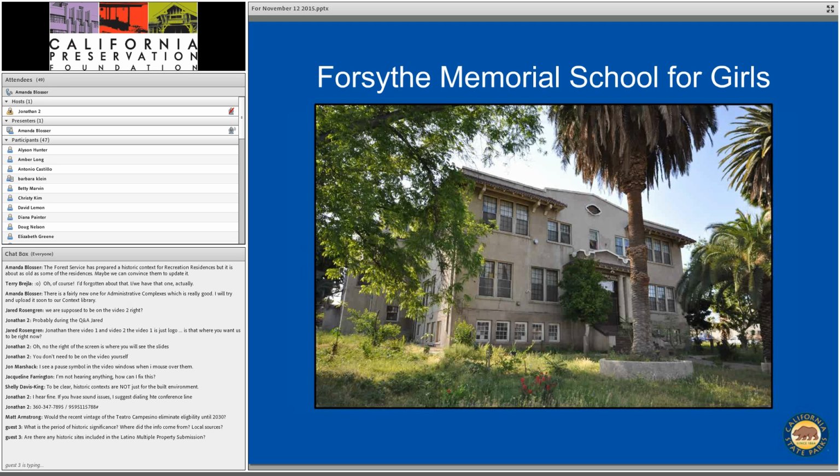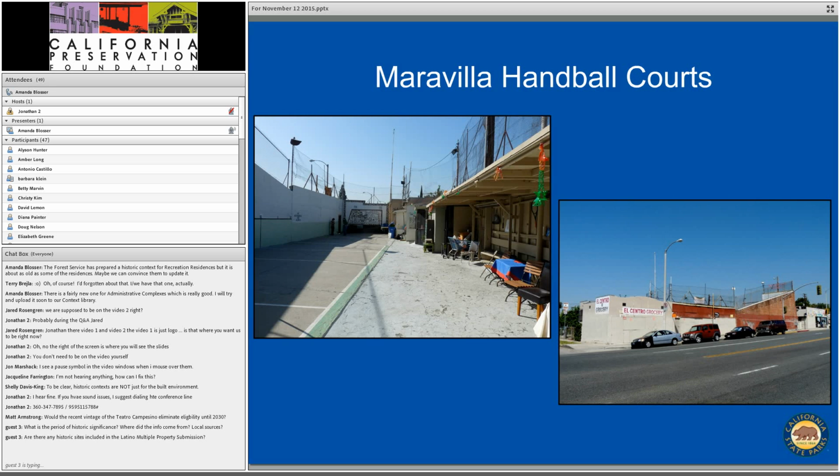So, and finally, I just threw this in here, the next slide after this one, the amazing Maravilla handball courts in East Los Angeles. I wanted an example of Latino in sports, which is another context within the multiple property submission. And in fact, it hasn't been nominated to the National Register. It's a California Register property right now.